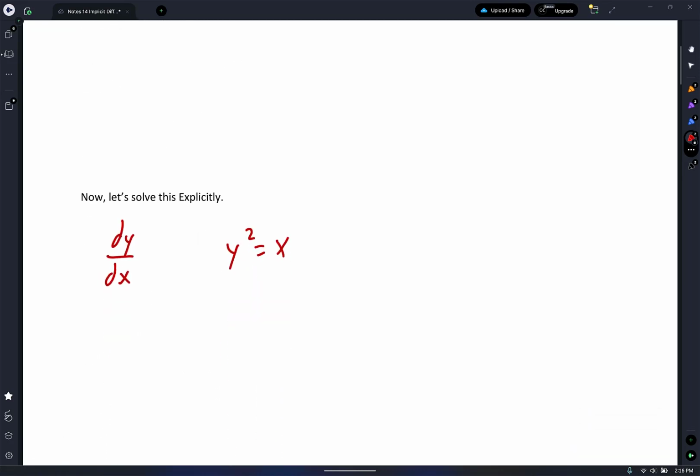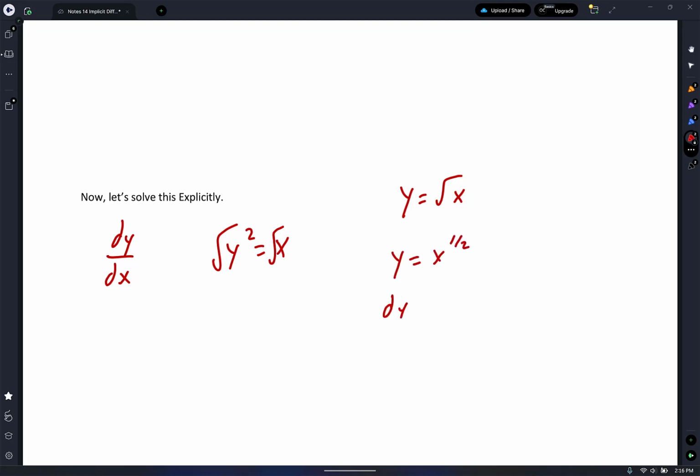Explicit just means, well, usually you use explicit when we're doing sequences, a equals blah blah blah, or the nth term equals blah blah blah. But all it means explicitly is y equals something. So y equals the square root of x. Really a plus or minus, but that's fine. How will we take that derivative? Like this. I'm going to write this as y equals x to the half.